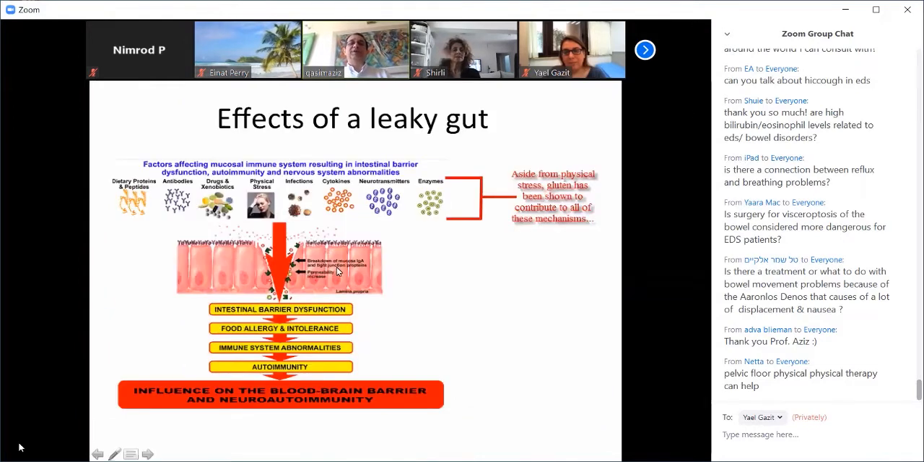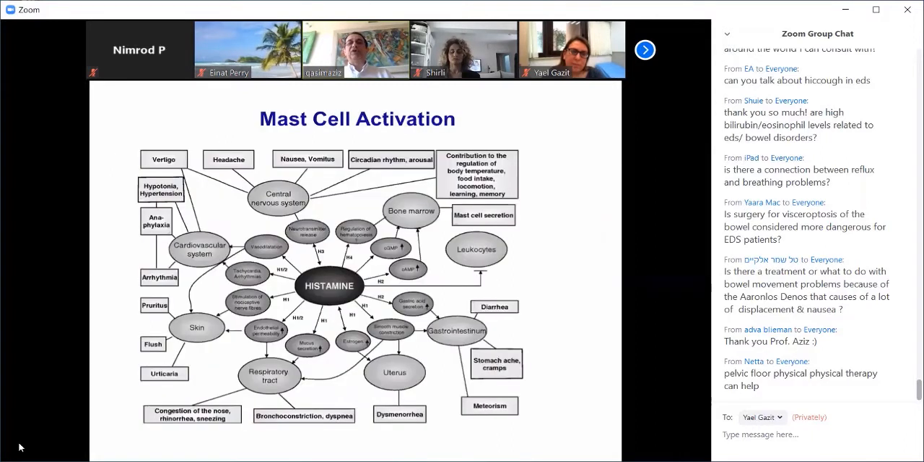Now, once this barrier function is breached, then a lot of problems occur. Food allergies and intolerances start to occur. There are immune system abnormalities, and this is also considered to be the basis of autoimmune conditions like lupus, etc. They are considered to be due to the breach of this barrier function.